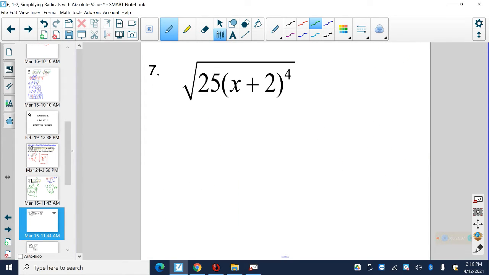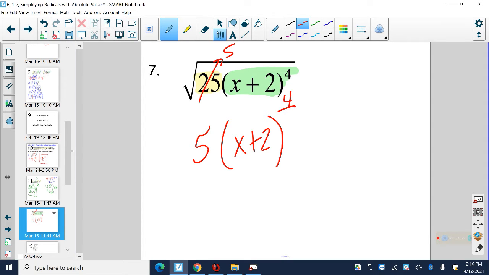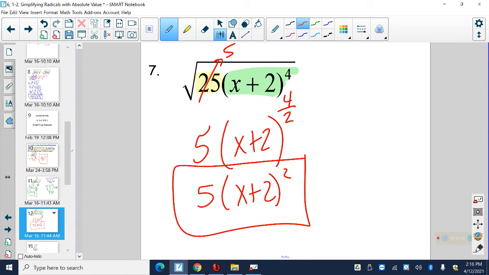Number 7. Now I want you to look at this as 2 different bases. 25 is a base, and then x plus 2 is a base. Do we all understand that? Okay? So what is the square root of 25? This comes out as a 5. Then I'm going to take my base of x plus 2, and I'm going to take the power of 4 divided by my index of 2. Yes? What is 4 divided by 2? 2. And there it's done.